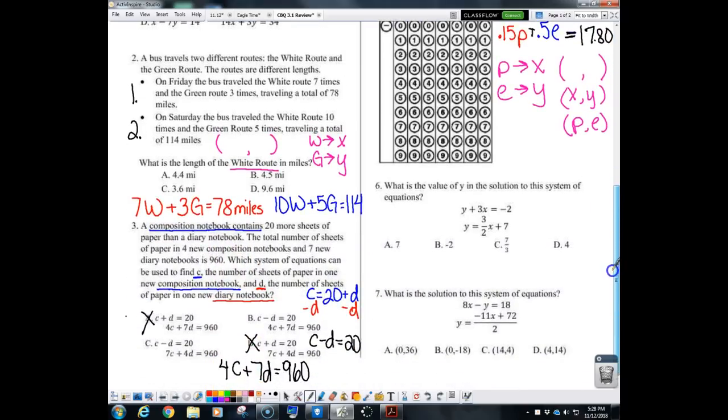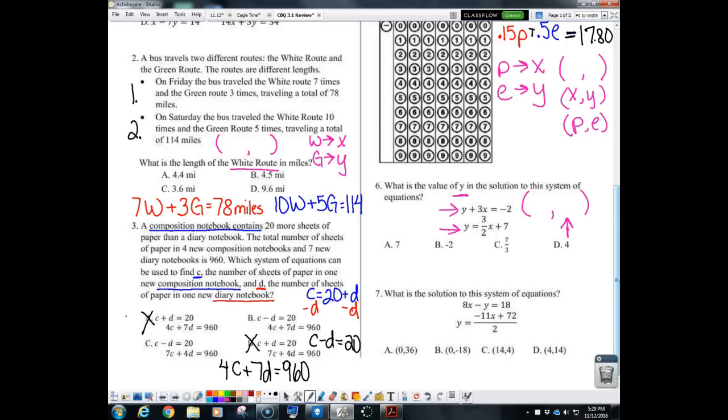Alright, let's move on. So number 6: what is the value of y in the solution of the system of equations? So you're going to put this into box 1 and this into box 2. Find where they cross. You get your solution, and you want this number right here, because this is y. So you are looking for y in the solution, not x.